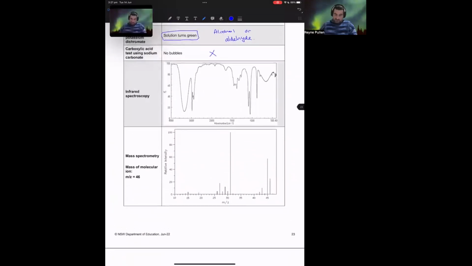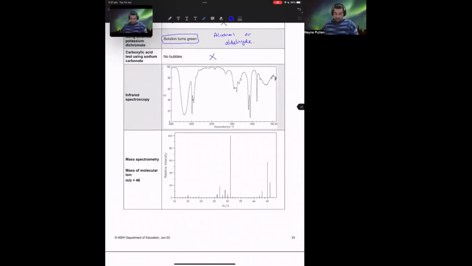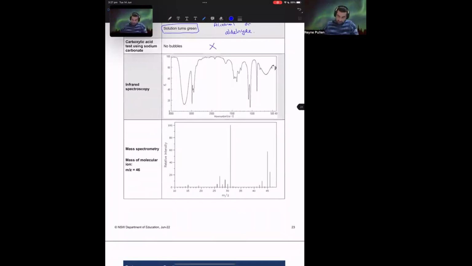So let's start to try and confirm this then. If we think about, first of all, our mass spec, we've got a molecular ion of 46.